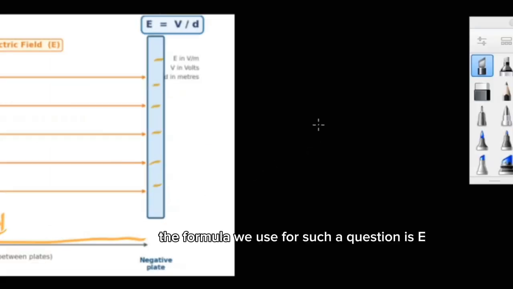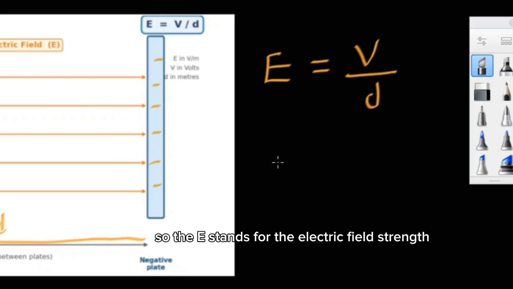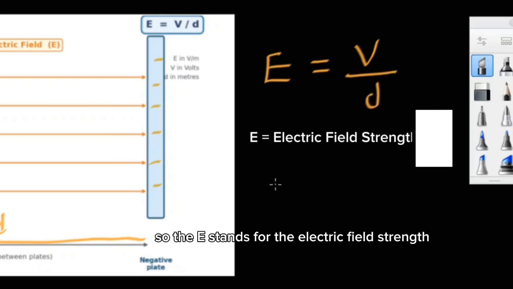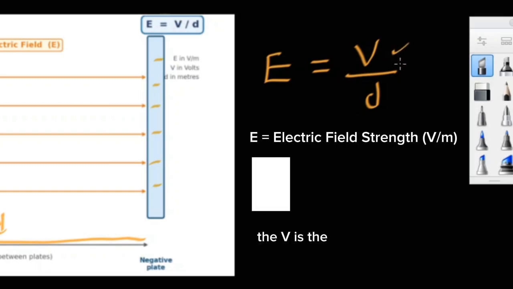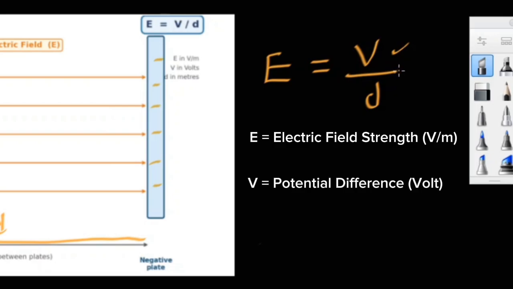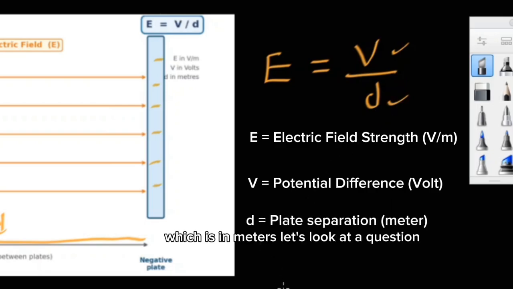The formula we use for such a question is E equal to V over D. So the E stands for the electric field strength, which is in volts per meter. The V is the potential difference, which is in volts, and the D is the plate separation, which is in meters.